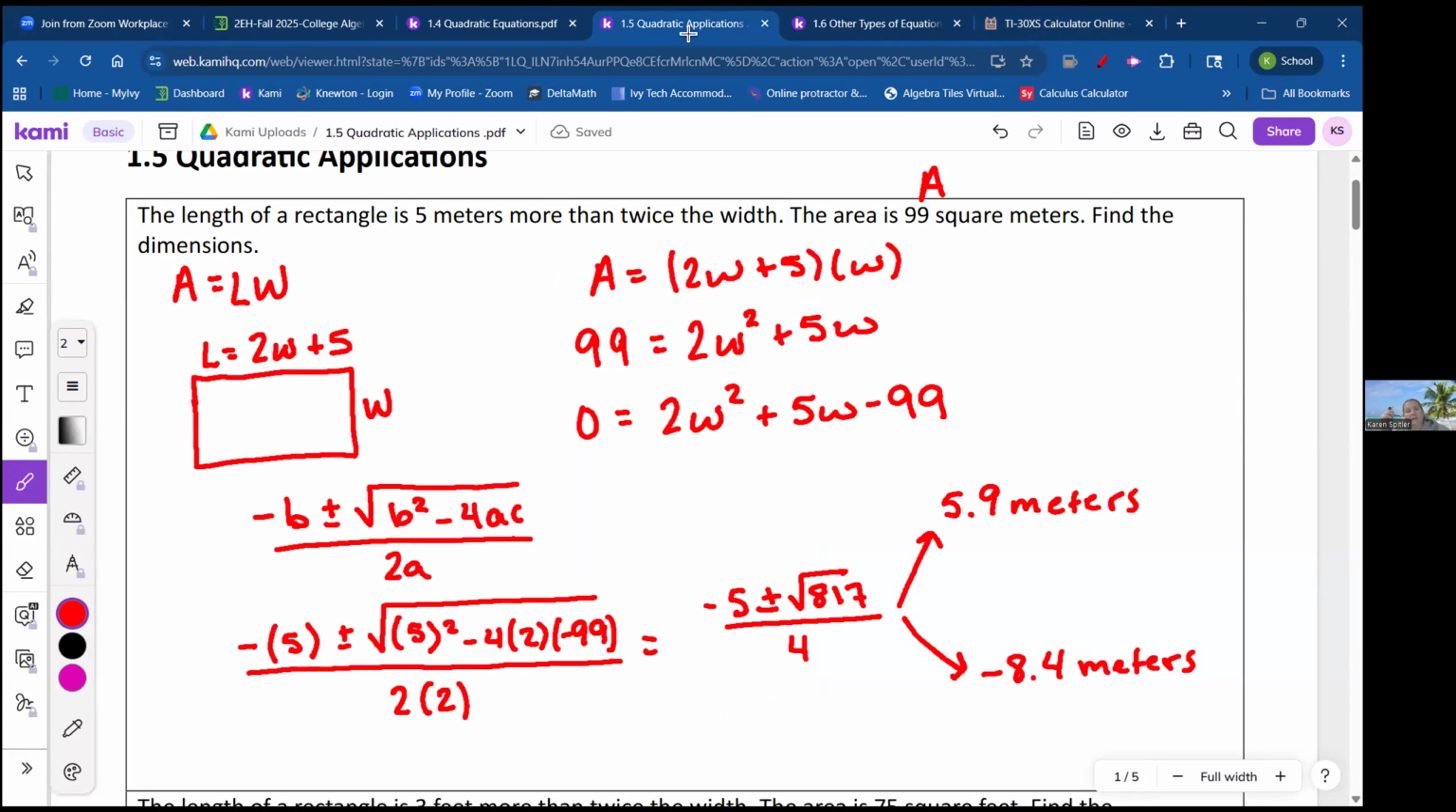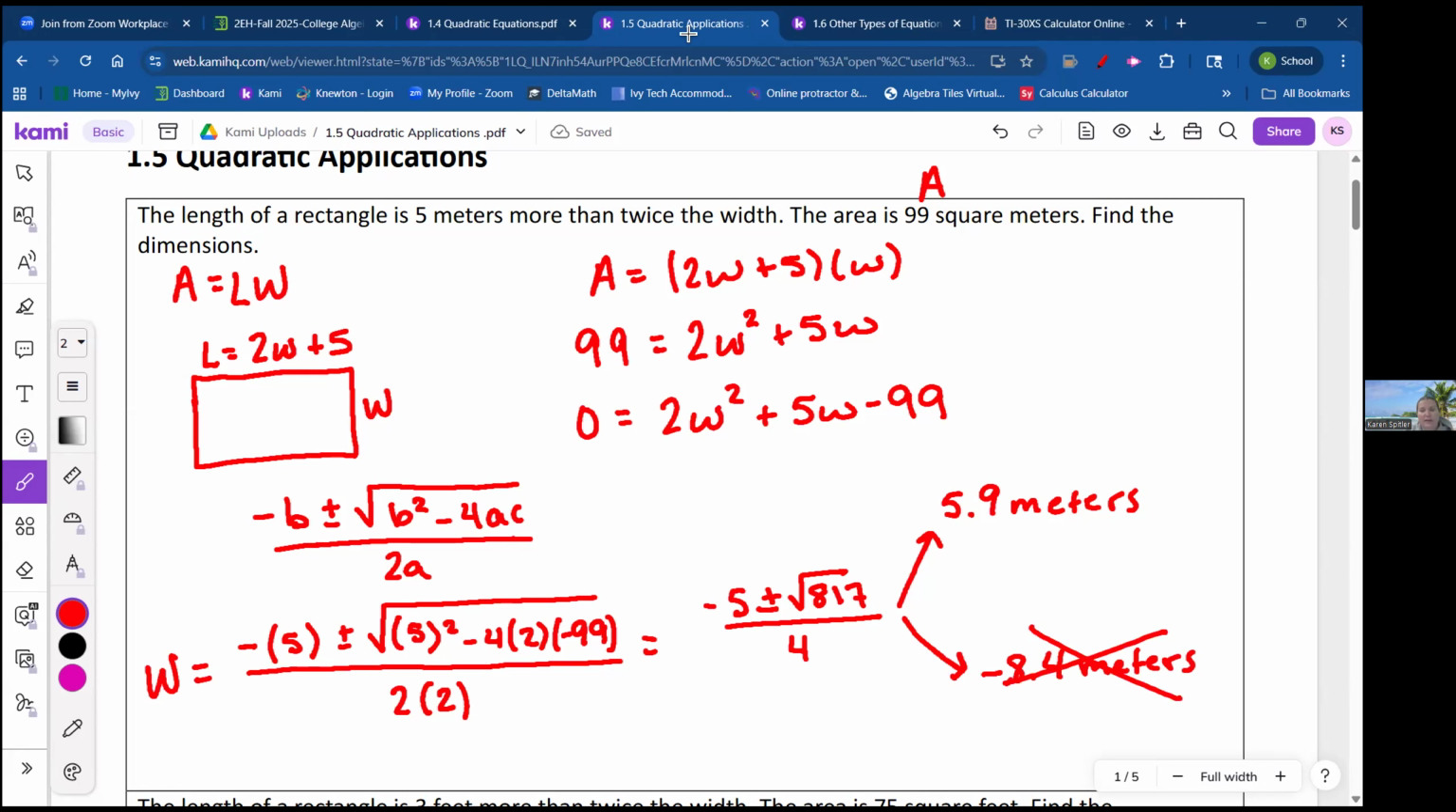Which one of these is the length, or the width, I should say? 5.9 or negative 8.4, because we're solving for our width here, right? Because we're solving for W. So which one of these is our actual width? The 5.9. Yeah. Can I have negative lengths? Absolutely not. I can have negative numbers. I can have negative temperatures. I can have a negative account balance, but I can't read a ruler and it tell me a negative number.